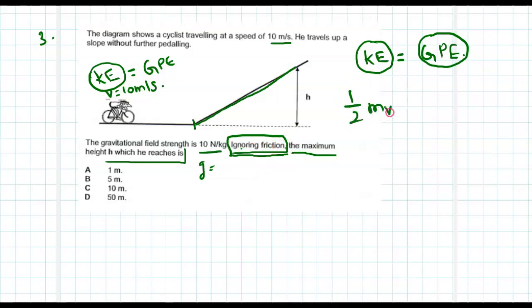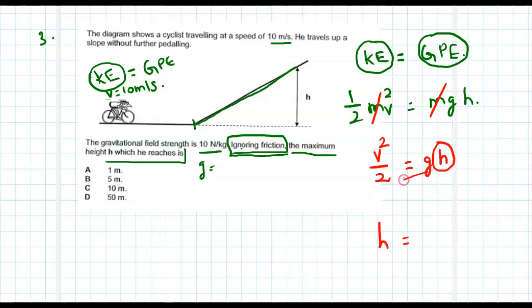So you write the formula, half mv square is equal to mgh. Here the mass of the system is constant, so the bicyclist's mass cancels. What remains is v square divided by 2 is equal to gh. I want to find the h, the height. So this g will go to the denominator: h equals v square divided by 2g. That's all. This is the formula.